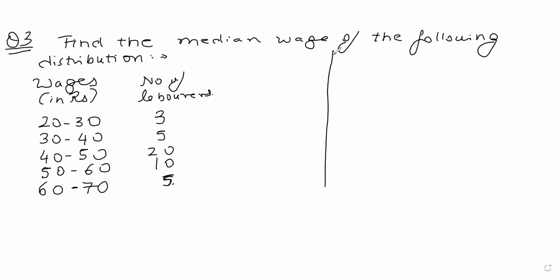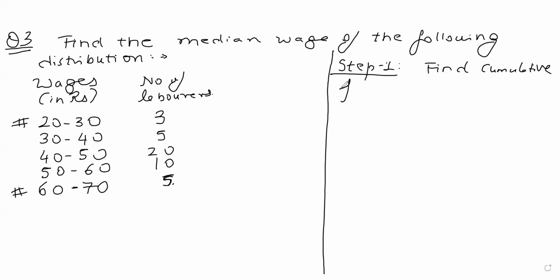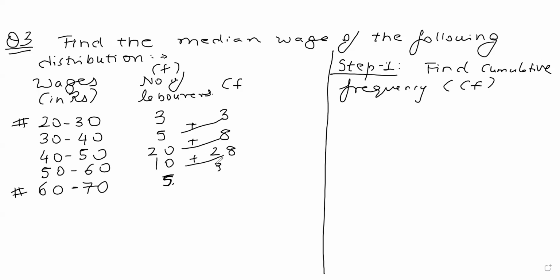Again, we don't need to arrange the data in ascending order. Starting from 20, we are going till 70, which is the maximum. It's already arranged. We don't need to work on that. So step 1, to find the median, again, find the cumulative frequency. So CF, number of laborers is my F. Can I find the CF column? 3 plus 5, 8, plus 20, 28, plus 10, 38, plus 5, 43.